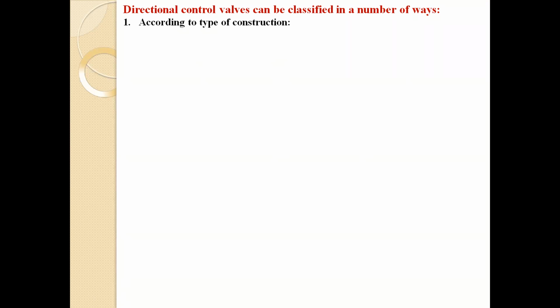The first classification is based on type of construction. Based on type of construction, DCVs are classified into two types. The first one is poppet valve and the second one is spool valve. Poppet valve consists of a ball or cone mechanism. A spool valve is almost similar to piston and cylinder arrangement.